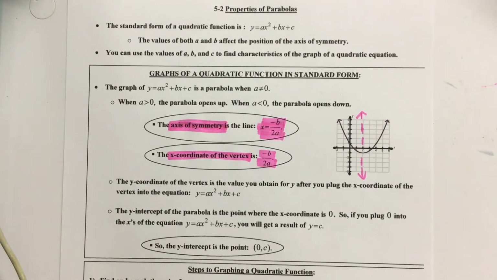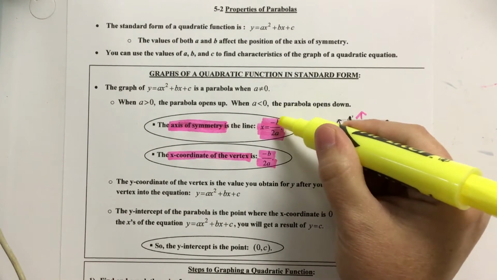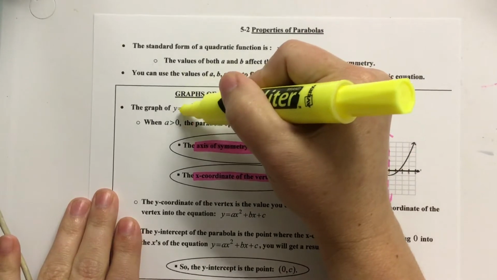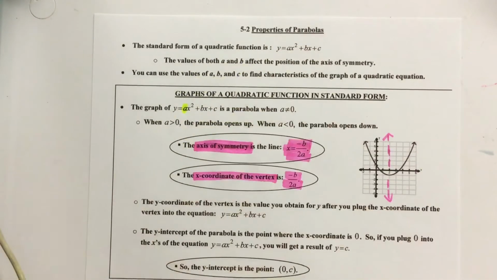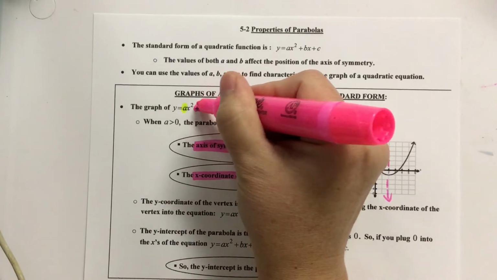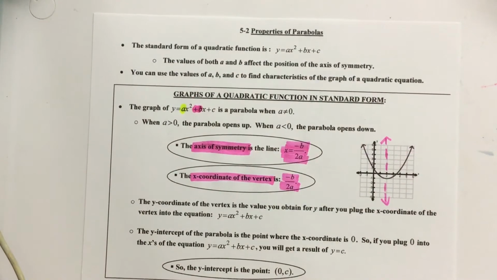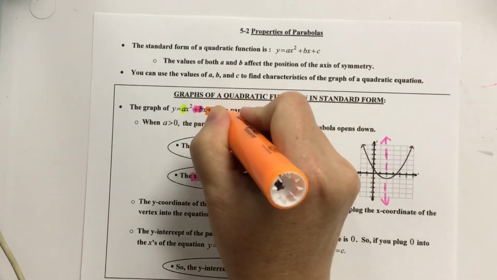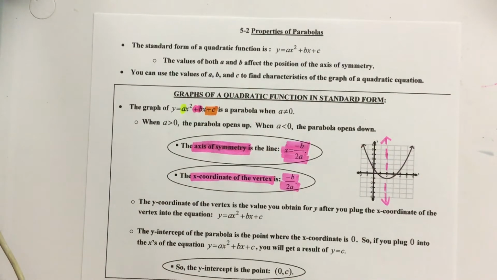One thing you do need to know is where A, B, and C are located, because this formula requires you to know B and A. A is the number in front of the x squared. B is the number in front of the x. And C is the constant. It's the number that doesn't have a variable attached to it.